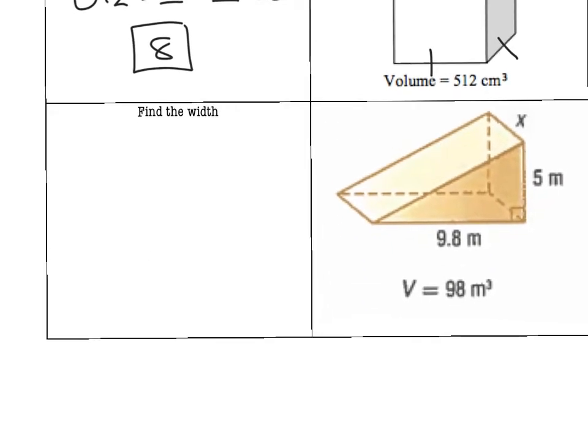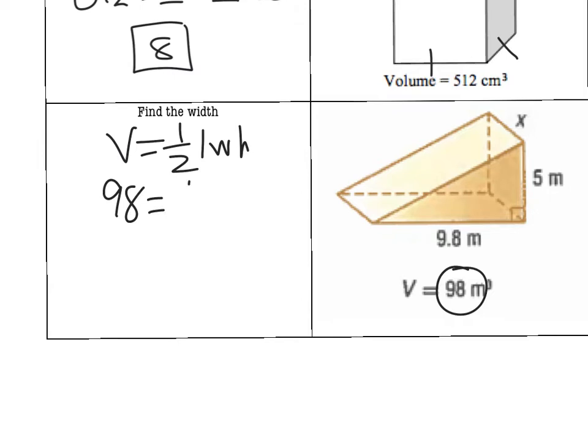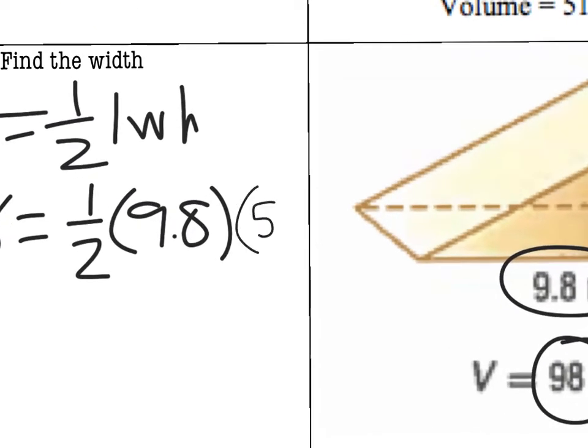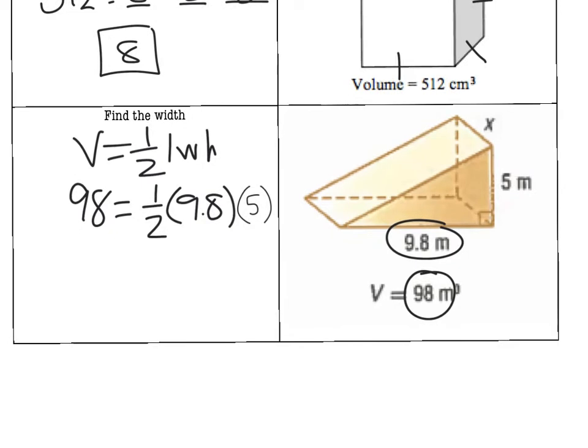Okay, this one is a triangular prism, so it's 1/2 LWH. So 98 is my volume. My length is 9.8. I don't know, well, it doesn't really matter, so times 5. And then in this case, we have x. So we're going to multiply all the numbers on the right. We're going to multiply 1/2, 9.8, and 5. And we're going to get 24.5.